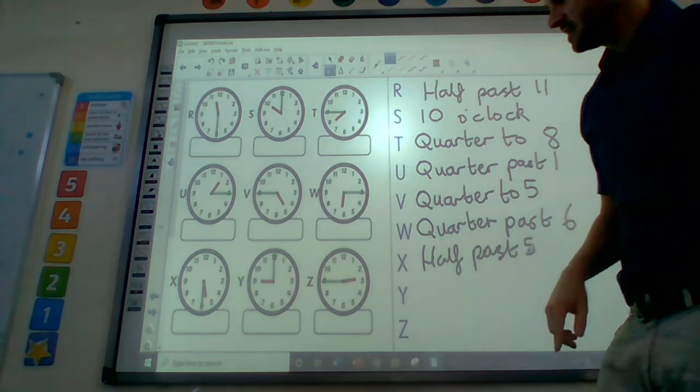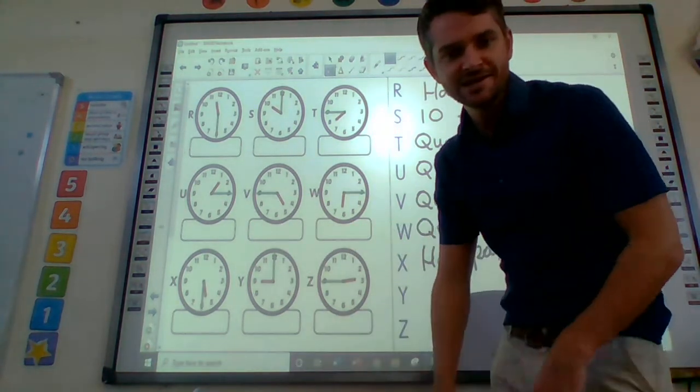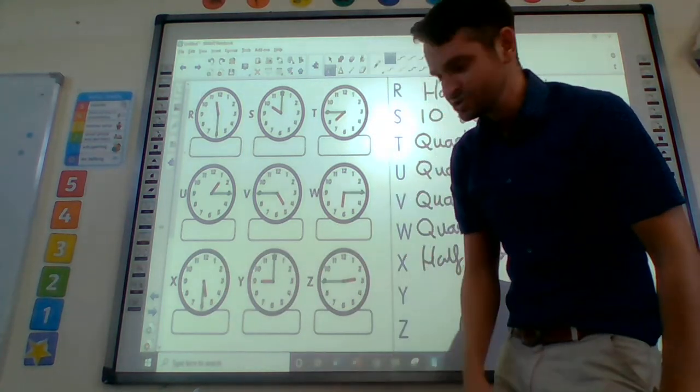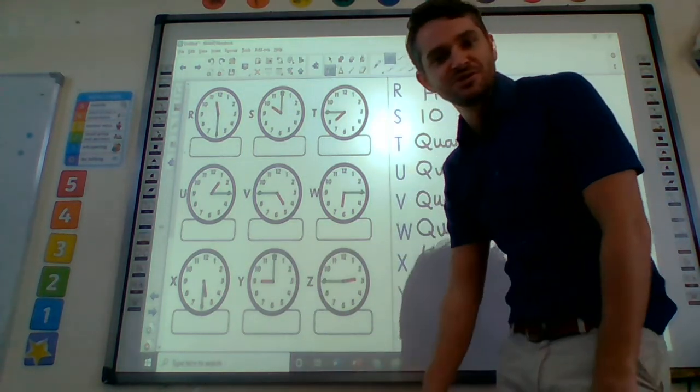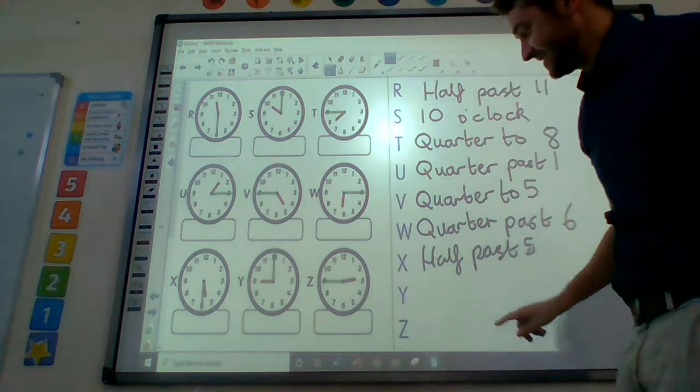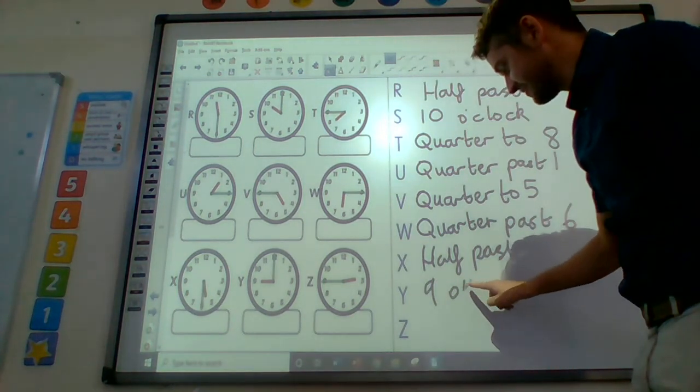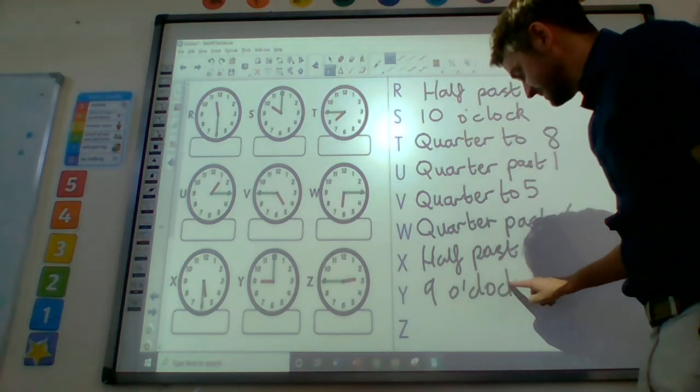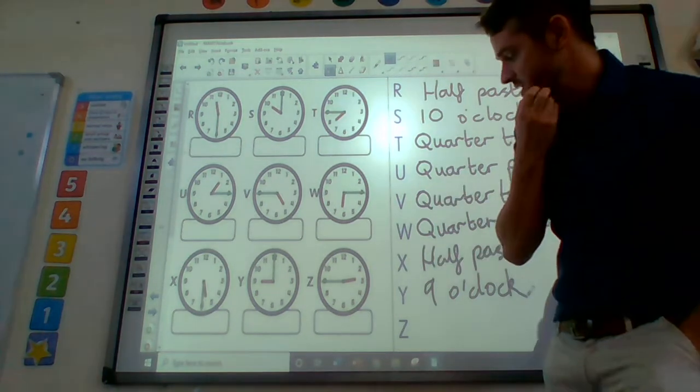Oh, Y is so easy. Boom! Pointing straight at the 9. Minute hand hasn't moved at all. What's the time on the clock? 9 o'clock.